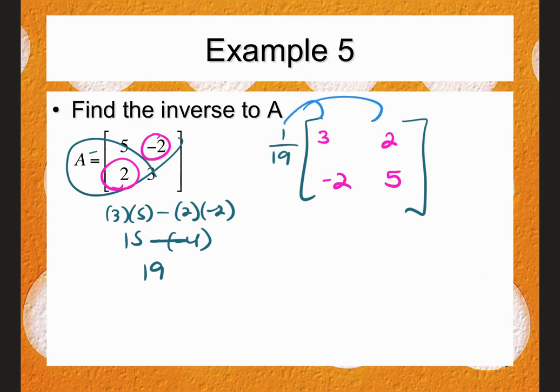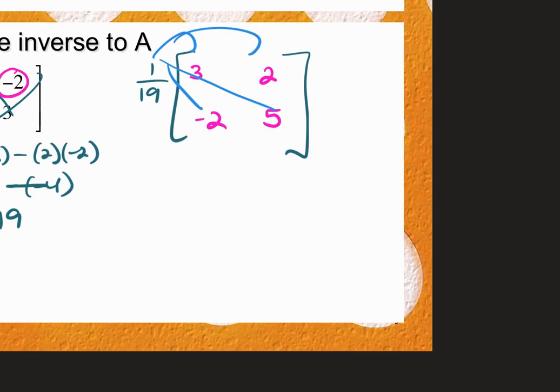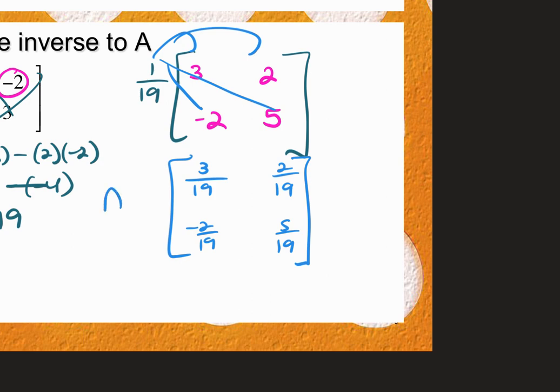And now we distribute the 1 over 19. So 3 over 19, 2 over 19, -2 over 19, and 5 over 19. And that is the inverse of A.